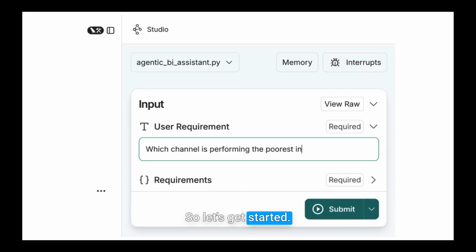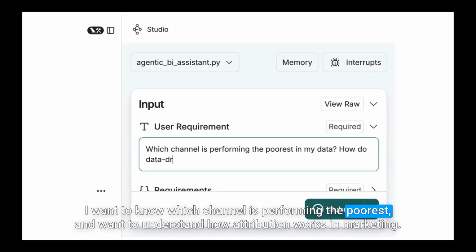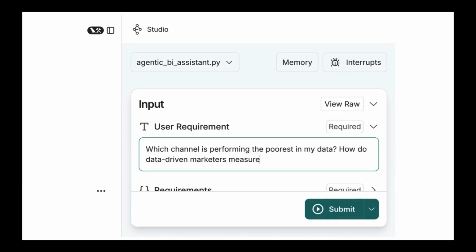So let's get started. I want to know which channel is performing the poorest and want to understand how attribution works in marketing.